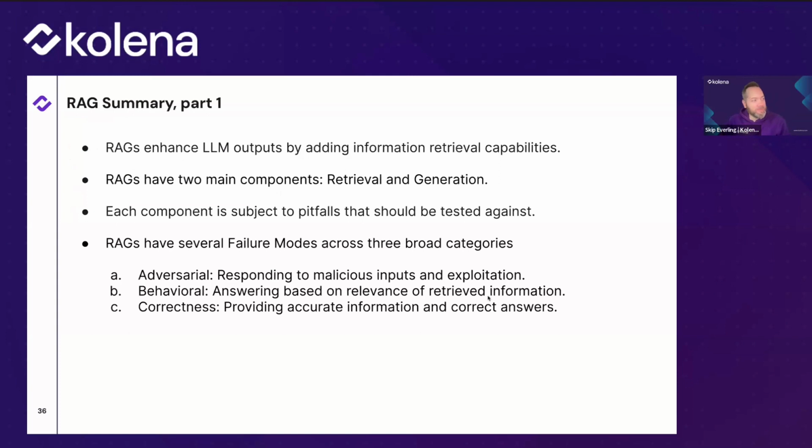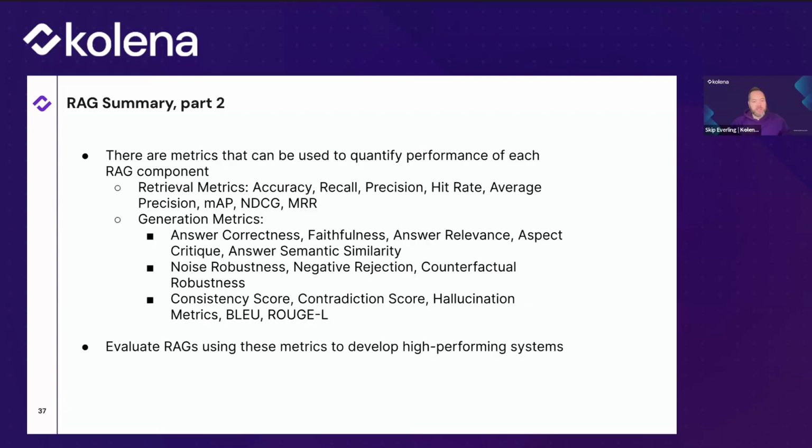So I'm just going to skim through the summary here. RAGs obviously are systems to enhance outputs with information retrieval. They have two main components, retrieval and generation. There are pitfalls you have to test against for these two modes as well as end-to-end. Failure modes, you've got those ABC failure modes: adversarial, behavioral, and correctness. Those are the three areas you want to test against. There are tons of metrics that you can use. Andrew talked about a few of those, but there are quite a lot more. I'll provide some resources on the next slide where you can get more information, and you can use these metrics to really improve the performance of your RAG systems.